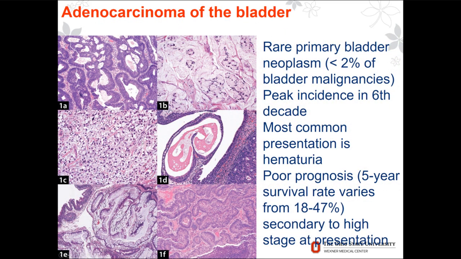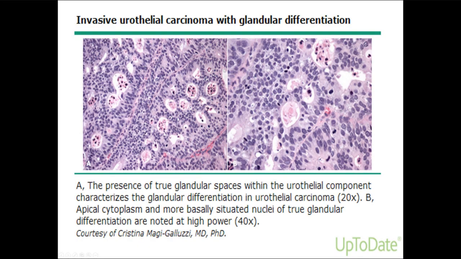Primary bladder adenocarcinoma is very rare, less than 2% of bladder malignancies, and you generally see them in older patients. Most commonly, these patients will present with hematuria. Prognosis is poor, and the survival rate varies from 18 to 47%. So this is an example.